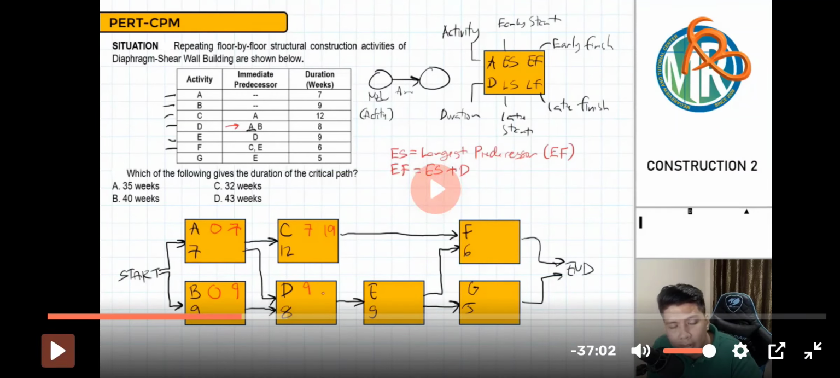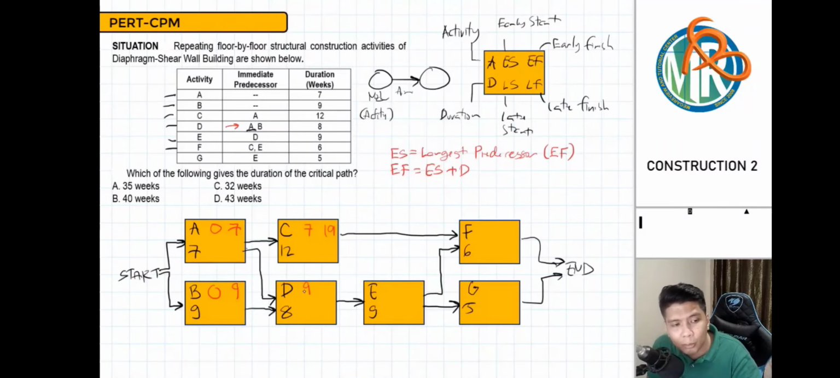So for the early finish for this activity, that would be 9 plus 8, you'll have 17. Let's go to activity E. Isa lang predecessor niya, you have your 17. 17 plus 9, you have 26. And then sa activity F, dalawang predecessor, you have 19, you have 26. So let's use 26 kasi largest yan. And 26 plus 6, you'll have 32. Ito naman activity G, you have 26, so mag-isa lang na predecessor. And then you have 26 plus 5, you have 31.